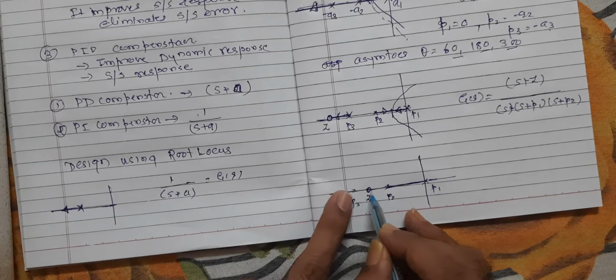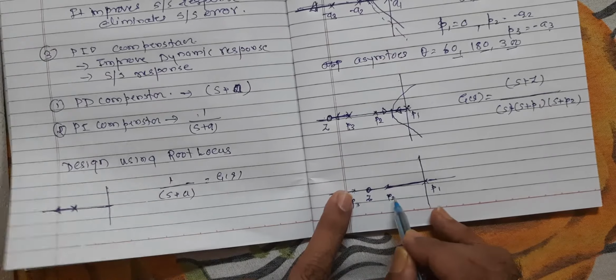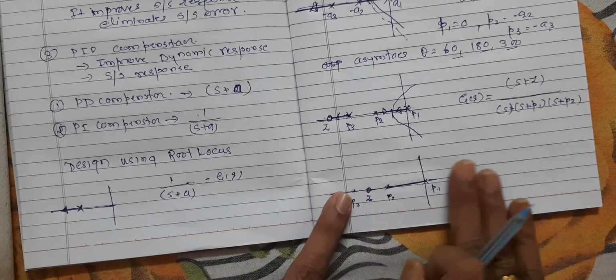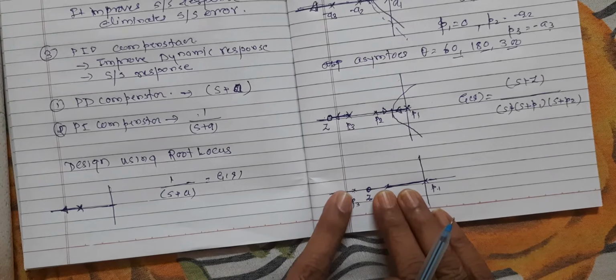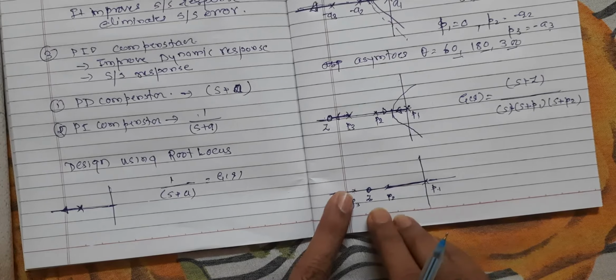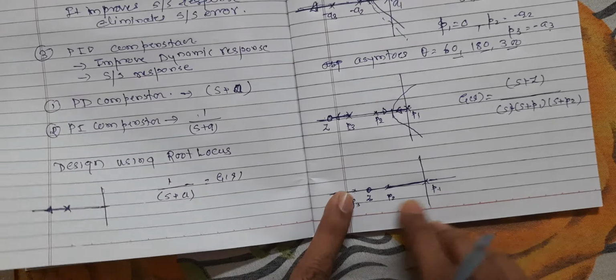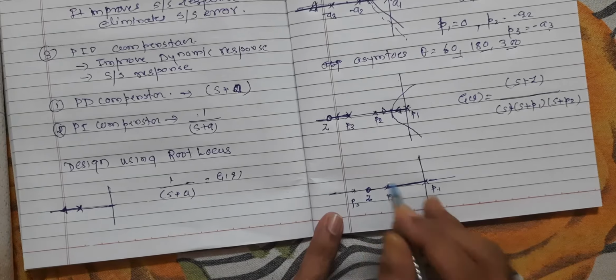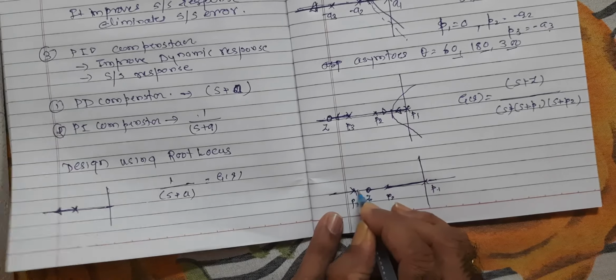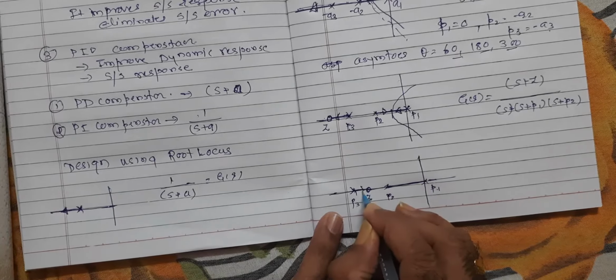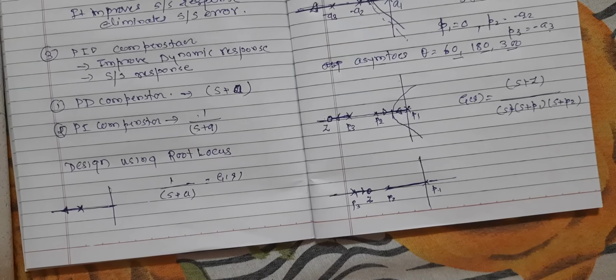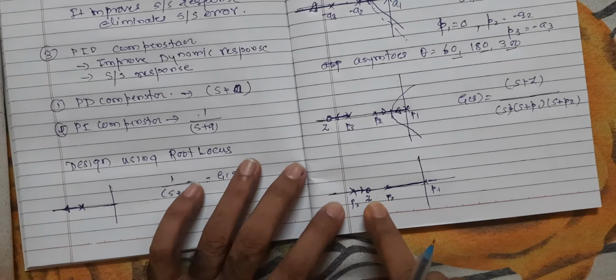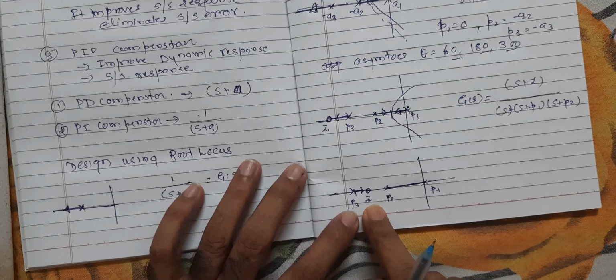But P3, to the right side of this Z, P2 and P1, that means two poles and one zero are existing, so the total number of poles and zeros is 3. That is an odd number, so between P3 and Z there exists a root locus. This pole will move towards this zero and terminate at the zero.